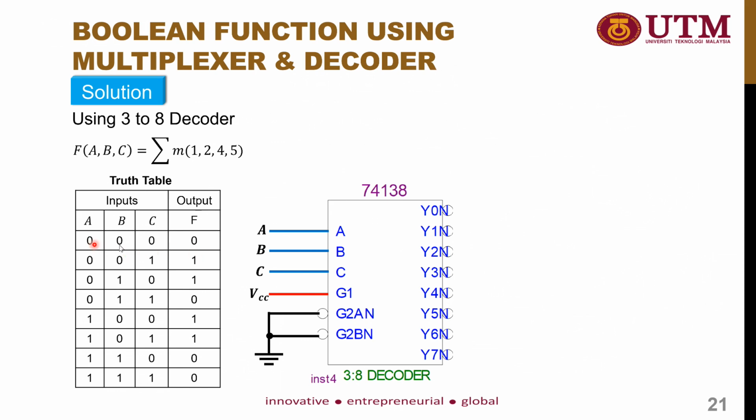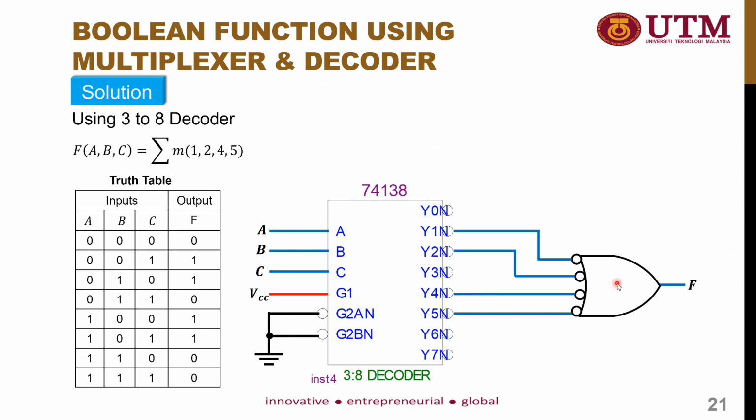For example, at 000, y0n will be activated. At 001, y1n will be activated. At 010, y2n will be activated, and so on. So for this expression, at 001, y1n, 010, y2n, 100, y4n, and 101, y5n. So all of the aforementioned connections need to be connected to an OR gate.